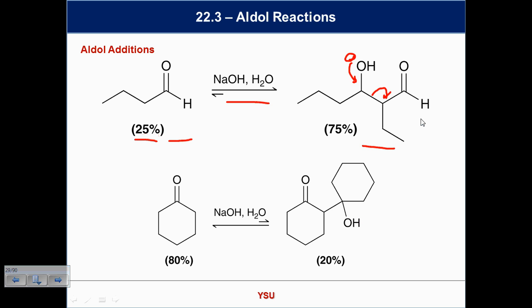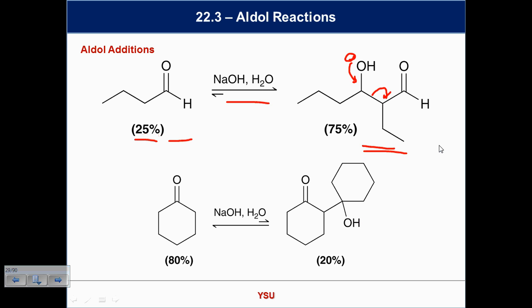Tammy? No, I'll show you what happens to that in a second. You can do alpha elimination, or alpha-beta elimination to get a double bond. Yes, you will see that in a second. So we're trying to get someplace useful for Wednesday.